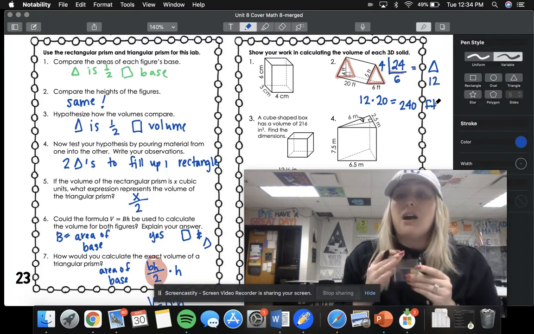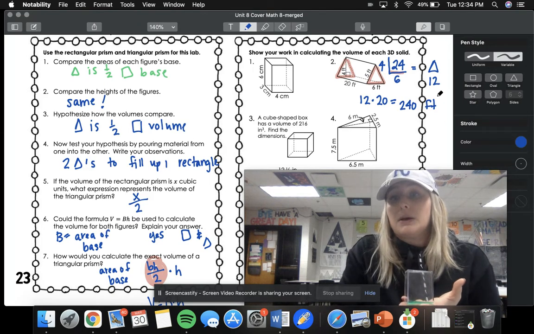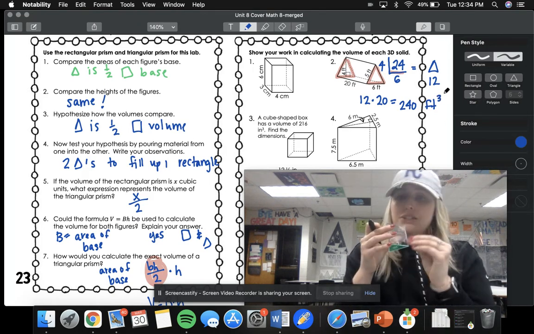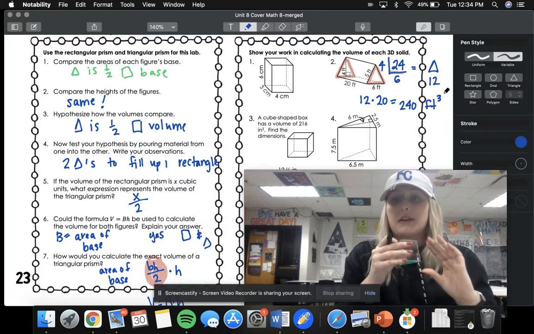But now that we are talking about volume, we're trying to fill things up, so we are talking about cubic feet. We're trying to figure out how many little cubes fit in this shape, and it would be 240 cubic feet.